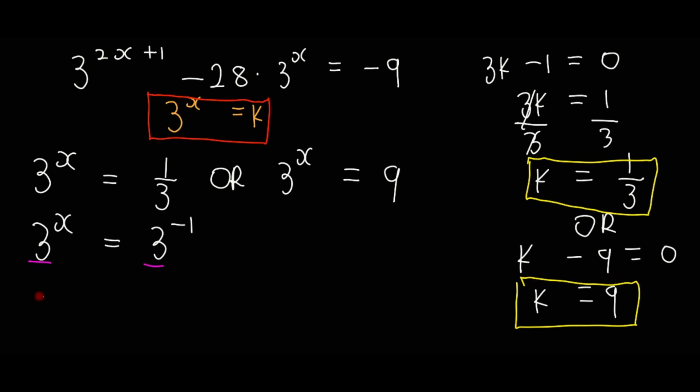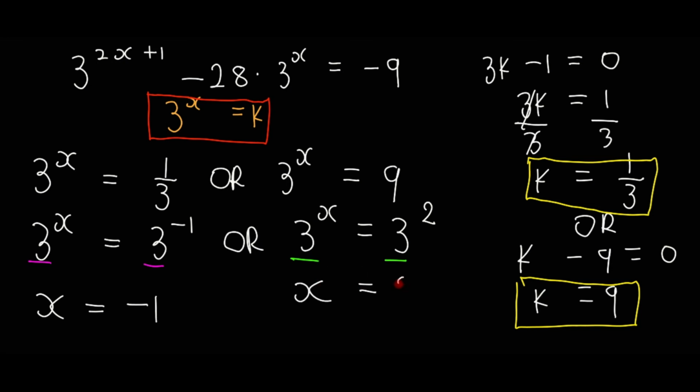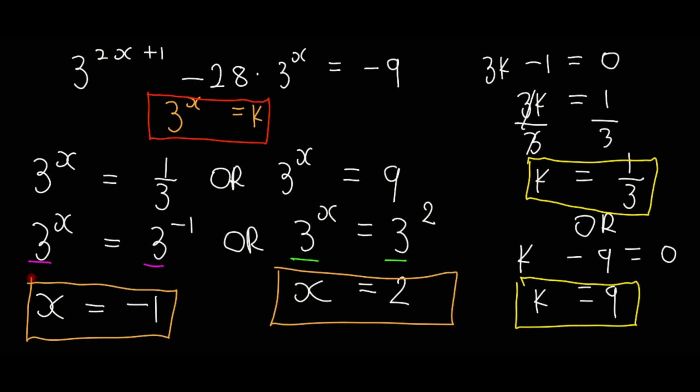So as for this one, x is equal to minus 1. And as for this one, 3 to the exponent x is equal to 3 squared, because now the bases are the same, so I equate the exponents. This means x is equal to 2. So this is our answer: x is equal to minus 1, and x is equal to 2. So that's it for this problem.